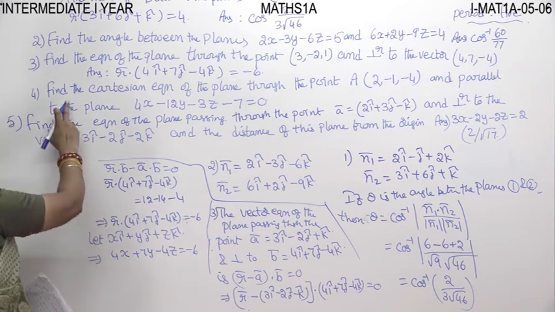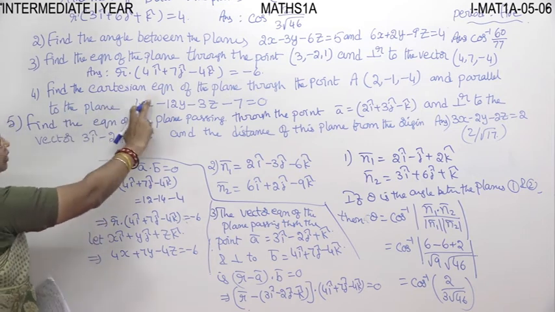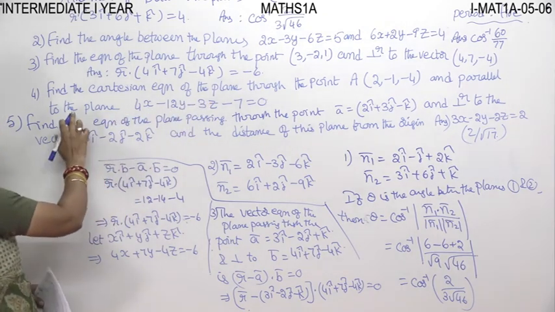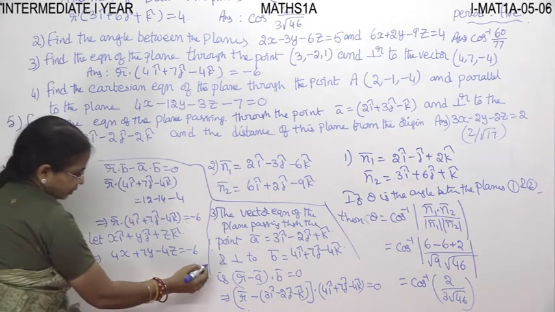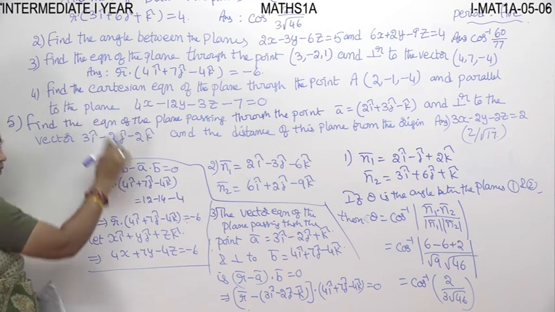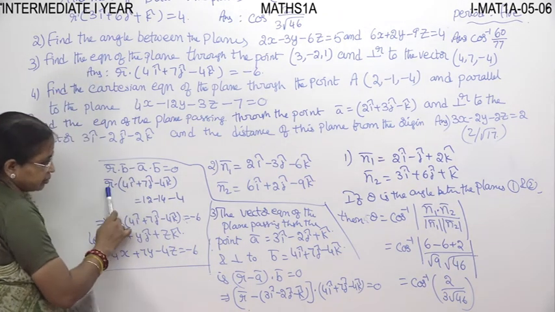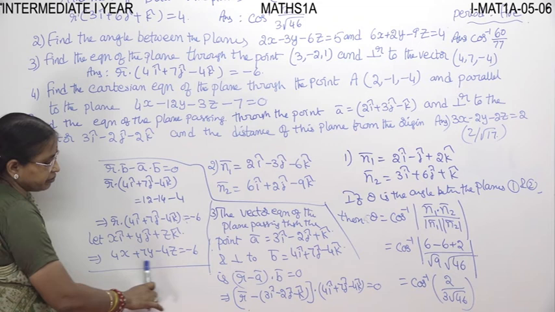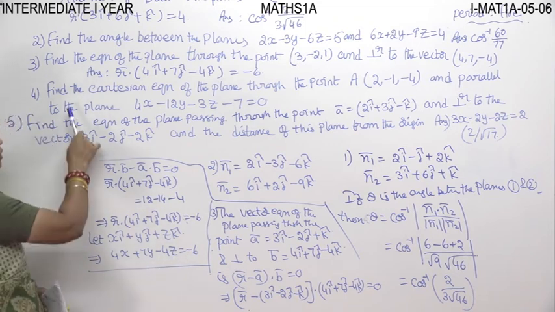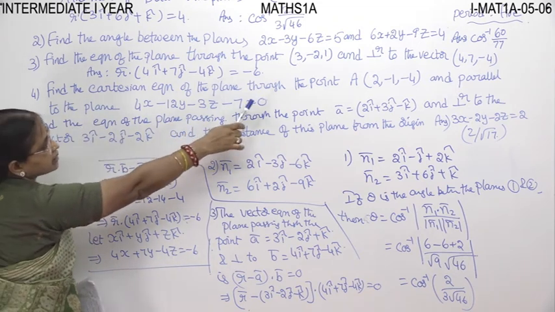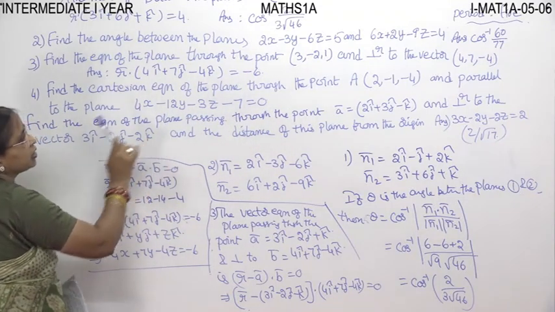So next, the fourth problem is to find the Cartesian equation of the plane passing through that point and parallel to this plane. Actually, in the third problem, you can write the answer like this, and then you can also write it in the Cartesian form. This is the answer. Okay. Now the fourth problem is to find the equation of the plane passing through that point and parallel to this plane.